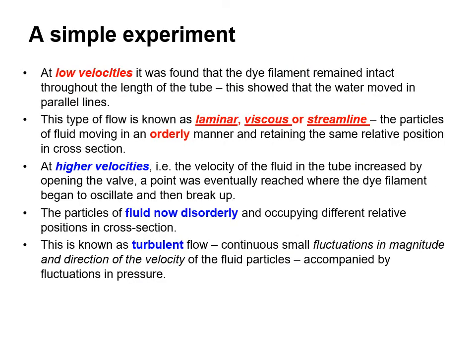As the velocity in the tube was increased by opening up the outlet valve, a point was eventually reached at which the dye filament at first began to oscillate and then broke up so that the colour was diffused over the whole cross-section, showing that the particles of fluid no longer moved in an orderly manner, but occupied different relative positions in successive cross-sections. This type of flow is known as turbulent and is characterised by continuous small fluctuations in the magnitude and direction of the velocity of the fluid particles, which are accompanied by corresponding small fluctuations in pressure.